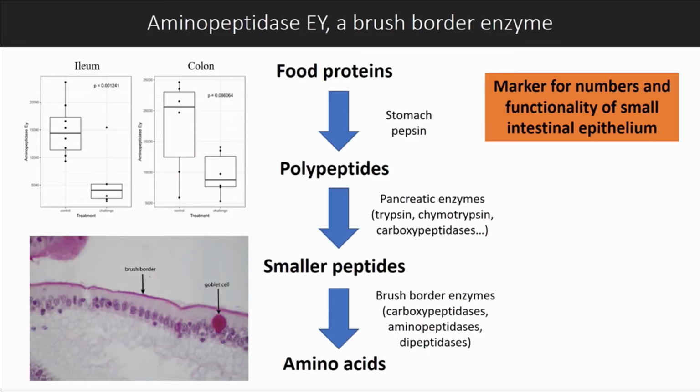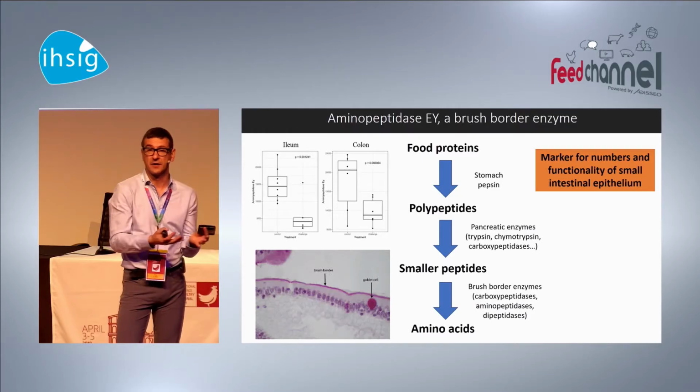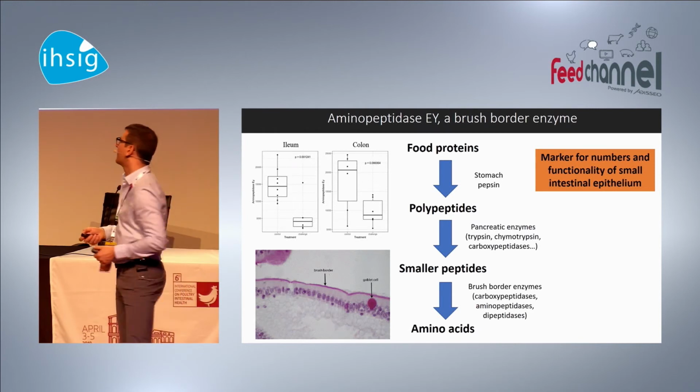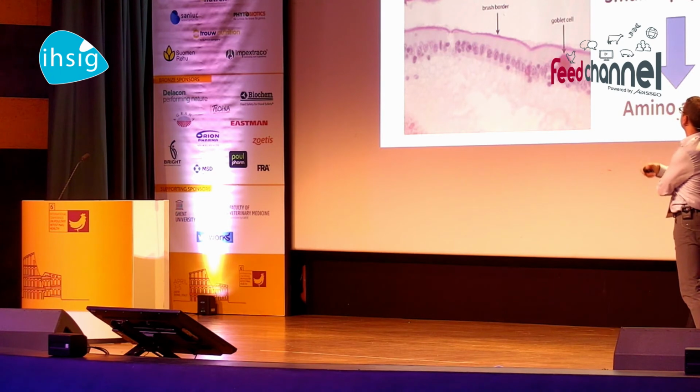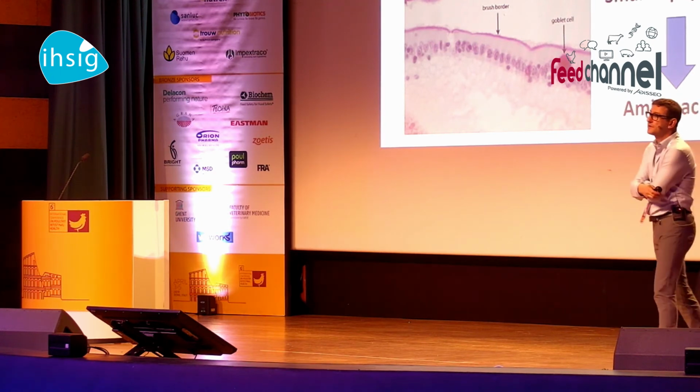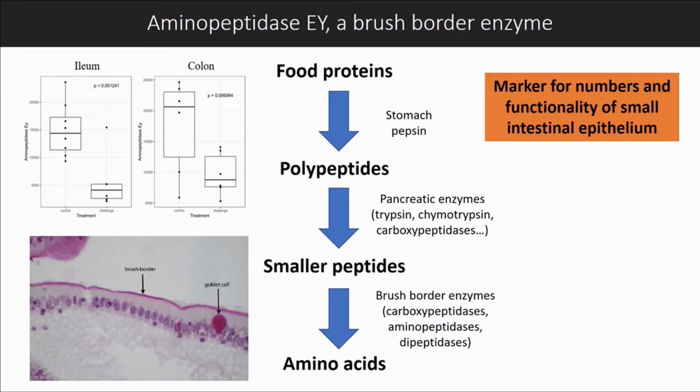So another one, I will just give you a few examples. We have a whole list of different proteins that you can find to be increased in abundance in challenged conditions, but you also have some that tend to be present at high concentrations in control animals and are depleted in challenged animals, okay? So you have a variety of different proteins being present. This is one, it's called aminopeptidase EY. It's just involved in protein digestion, okay?